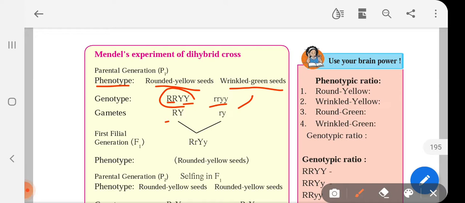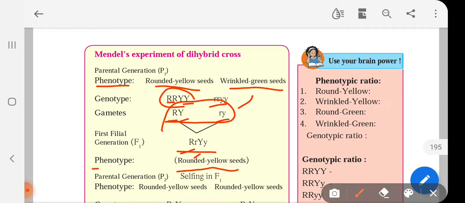Now the gametes which are going to be formed will be single R and single Y, capital, and small r, small y, single. Gametes have only one chromosome of each character. Now the generation which will be formed due to the combination of these would be capital R, small r, capital Y, small y. And the phenotype, meaning the physical appearance, would look like rounded yellow seeds. Why? Because they all have a single dominant character chromosome, so they are able to express themselves.